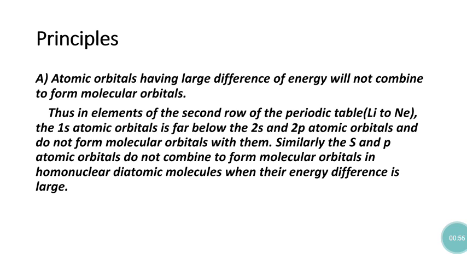First condition: atomic orbitals having a large difference of energy will not combine to form molecular orbitals. Thus, in elements of the second row of the periodic table, that is lithium to neon, the 1s atomic orbital is far below the 2s and 2p atomic orbitals and does not form molecular orbitals with them. Similarly, the s and p atomic orbitals do not combine to form molecular orbitals in homonuclear diatomic molecules when their energy difference is large.